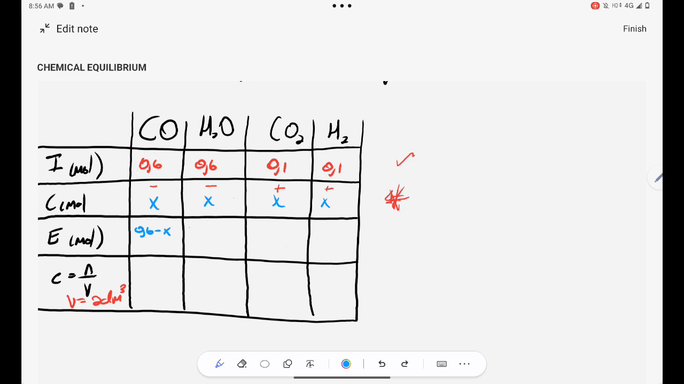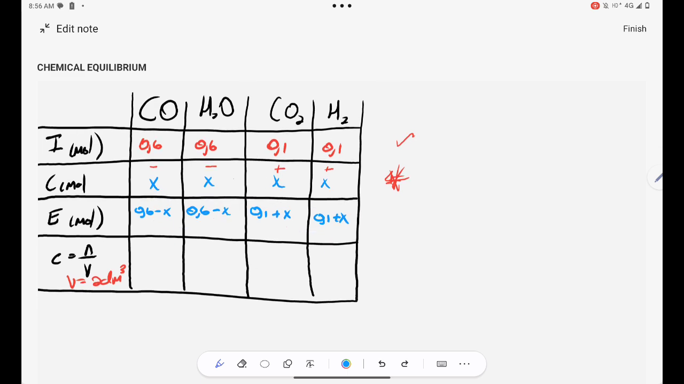Do the same thing over here. I have 0.6 minus X. But for my products, since I'm producing more products, or rather I'm forming more products, I will add on to my products. So I'll simply have 0.1 plus X, 0.1 plus X as well. So these over here represent the amount of moles present whenever our reaction reaches equilibrium at T degrees Celsius.